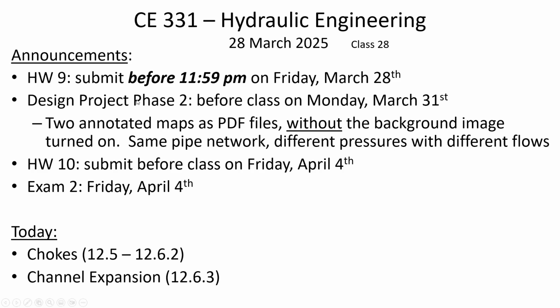Phase 2 of your project, which is a pair of maps of the network that you've designed, needs to be uploaded before class on Monday. And just to further explain what those two maps are, it's the same network, so you're going to only have one pipe network, but I want to see how that network is performing under two different conditions. One of the conditions is the maximum design flows at each of the locations, each of the junctions. And then the other map should be how the network is performing with zero flow rate.